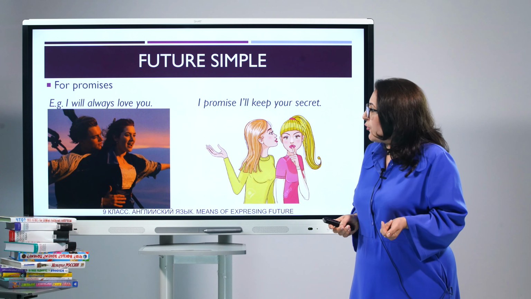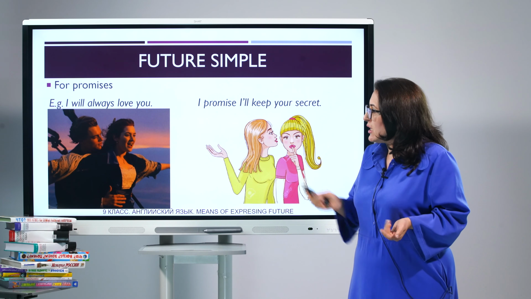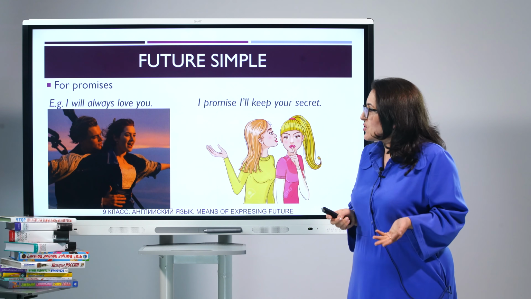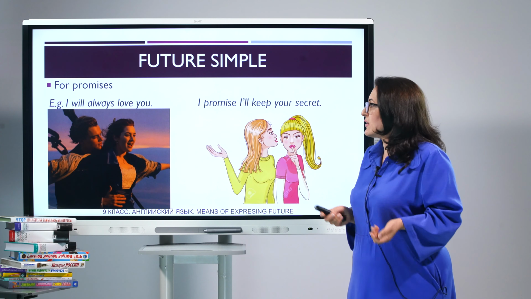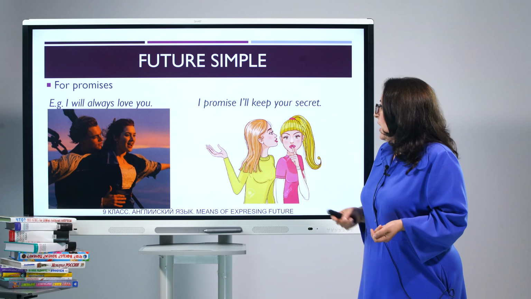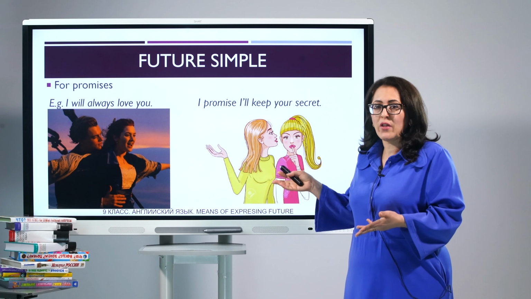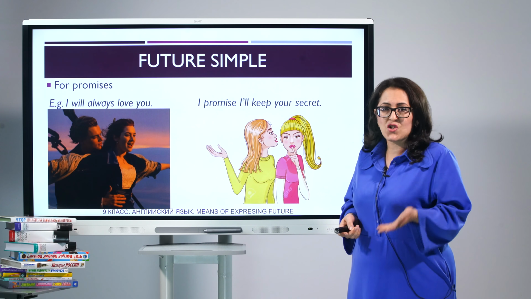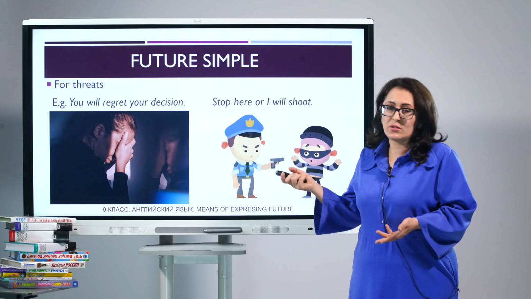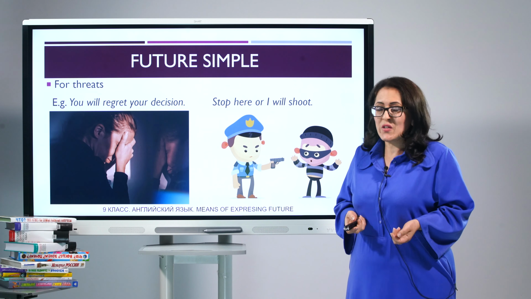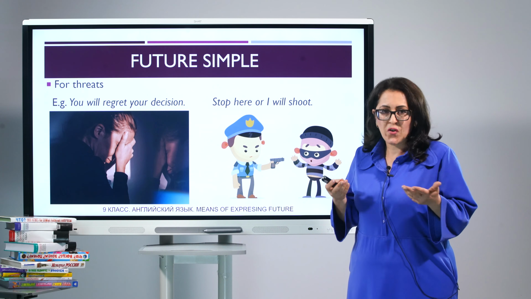This is their photo taken from the film Titanic. The young man promises that he will always love her. And look at these two girls. They are gossiping, and one of the girls tells the other that she promised she will keep her secret. Now, future simple also expresses threats.